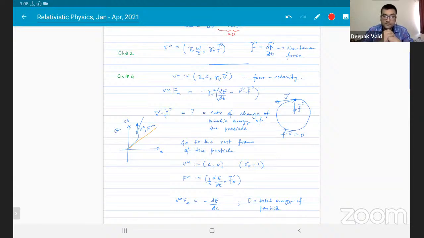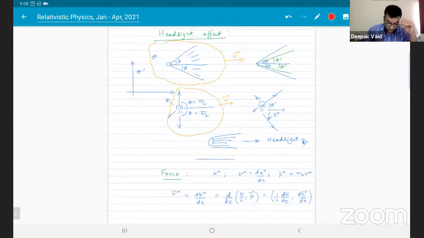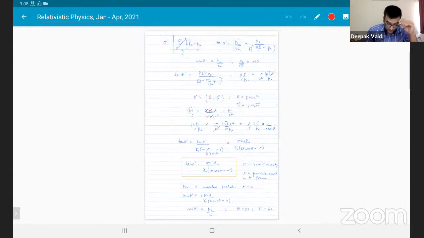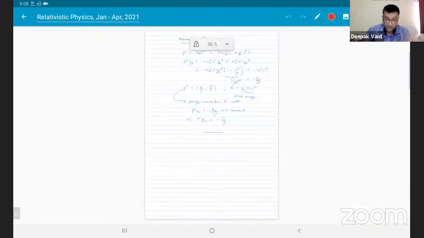Okay. So, in the next class, what we will do is we will look at some of the topics which are covered in chapter 3. So one of those will be the Doppler effect, right, which is a very important relativistic effect. And then we'll talk about aberration and the headlight effect.